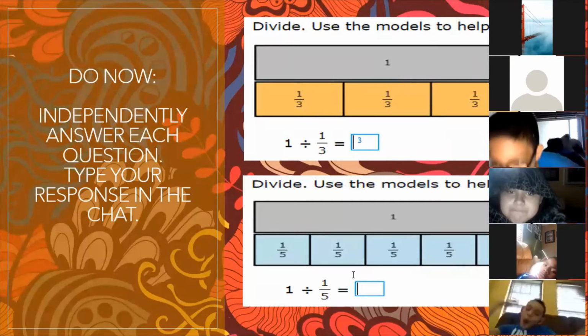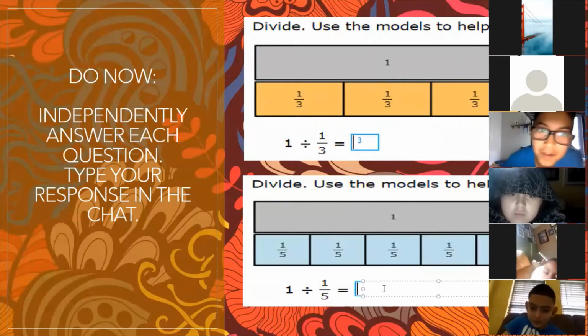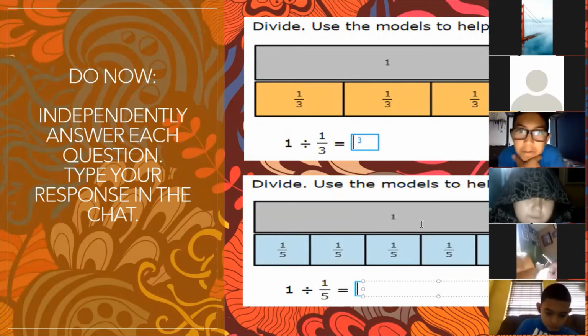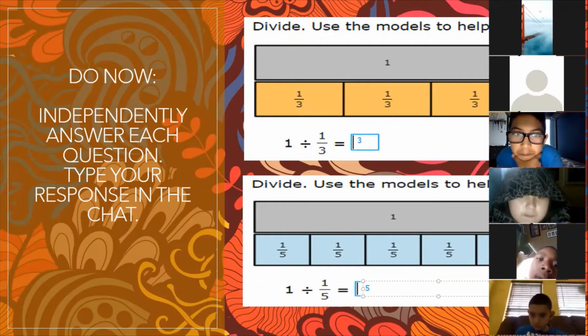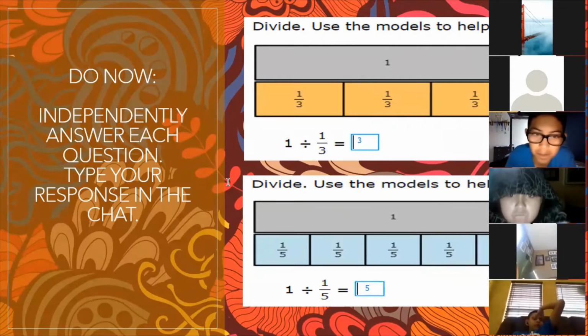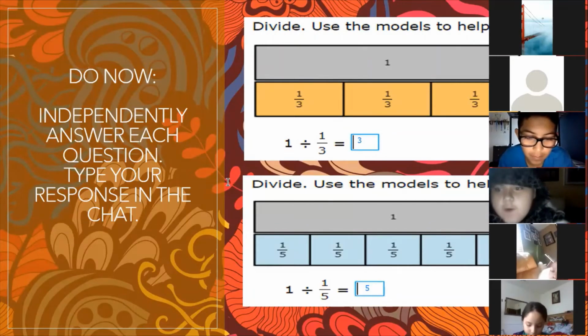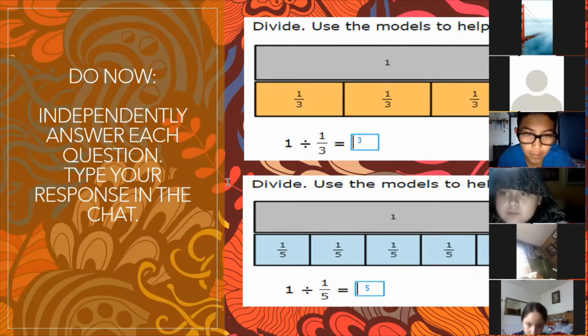On the second problem, how many groups of 1/5 do we see inside this whole? Great. 5. Great job, guys. So our answer there is 5. Not too hard, right? Good. Let's move on to the next one. Let me clear my drawings off the screen.